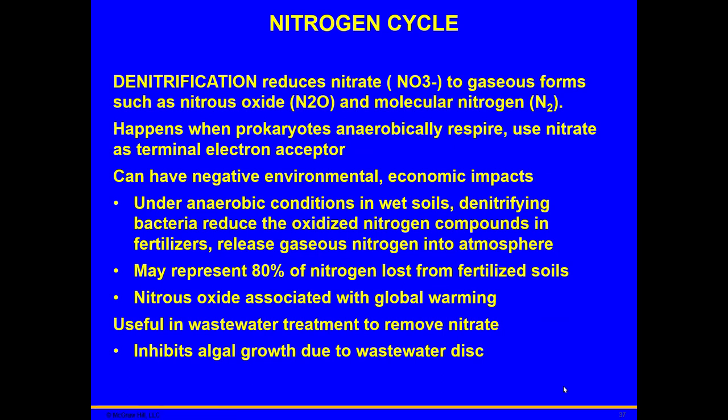What about denitrification? Ooh, this is where we're going to reduce the nitrate, NO3-, to gaseous forms such as nitrous oxide, N2O, and molecular nitrogen, N2. This happens when prokaryotes anaerobically respire. In other words, these may be the ones that are facultative. They go from aerobic to anaerobic. They use the nitrate as the terminal electron acceptor. If they were aerobic, they would be using oxygen as the terminal electron acceptor. When they have a depleted oxygen environment, they flip over and use nitrates.